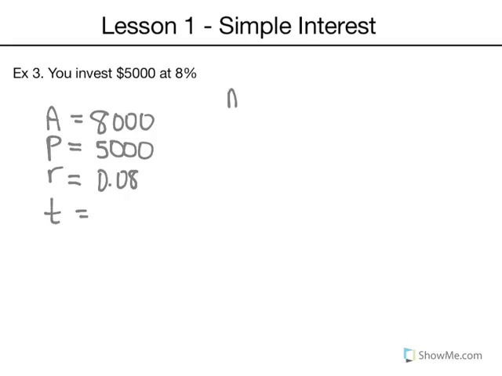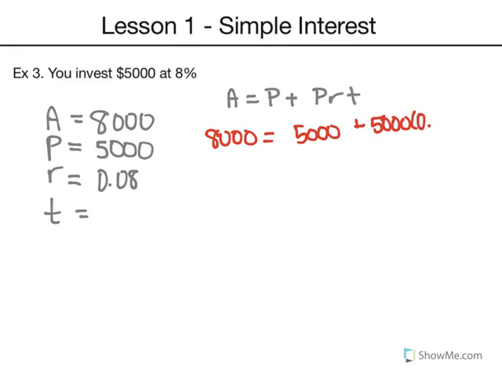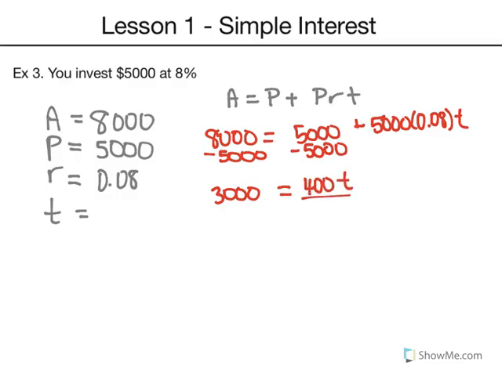So we have A is equal to P plus PRT. So this is going to be 8,000 is equal to 5,000 plus 5,000 times 0.08 times t. So we subtract 5,000 from each side. We're going to solve for t. So we have 3,000 is equal to 5,000 times 0.08, which is 400t. Now we divide by 400. This will cancel, and we're left with 7.5 is equal to t.